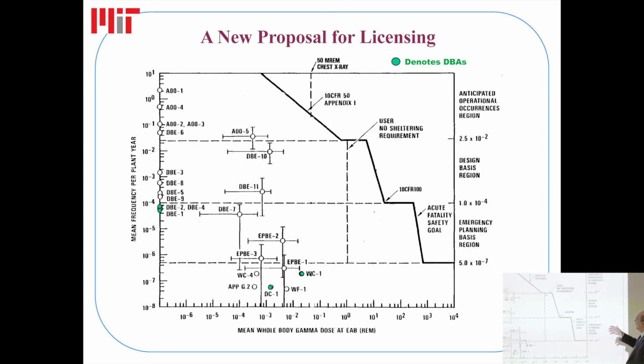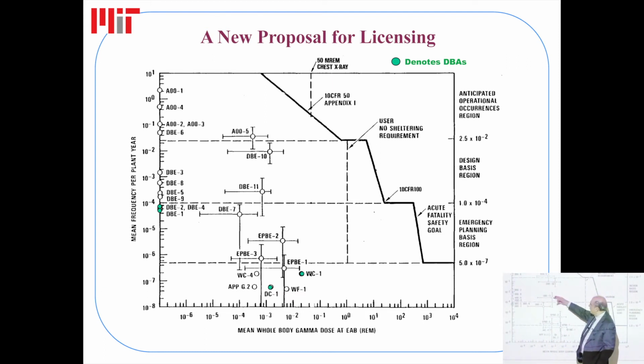For very frequent events, for example, the regulations apply 50 millirem. No, I'll take it back. This line comes from the regulation. This line also comes from the regulations. So they say for a new design, you should do a PRA, develop the accident sequences, and have uncertainty on the frequency and the dose. As long as it's to the left of the line, then it's tolerable.